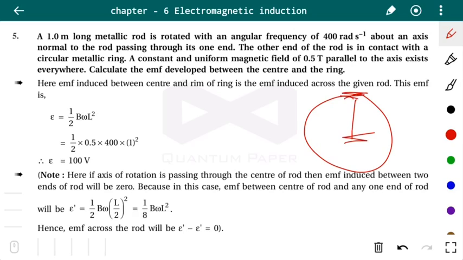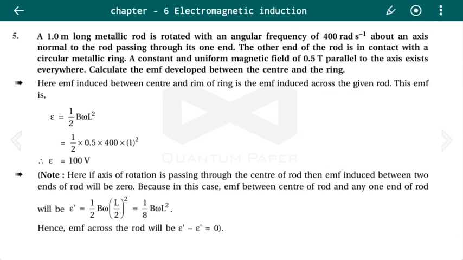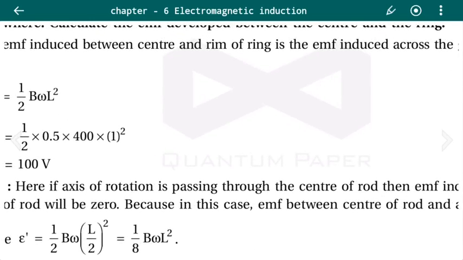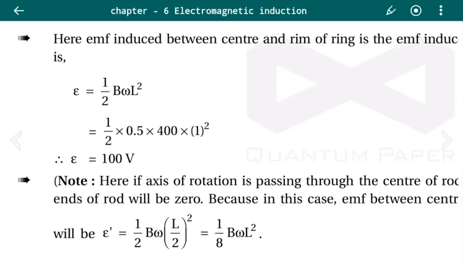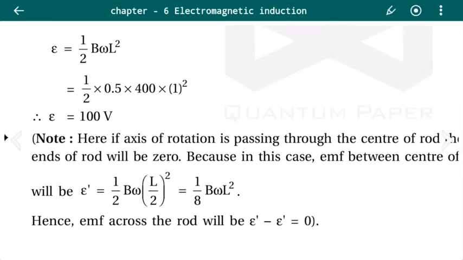So here EMF is equal to half B omega L square, which we had already seen in the previous numerical, how we derived half B omega L square. So substituting the values, we get half, magnetic field is 0.5, angular speed that is 400, and L is nothing but the length of the rod, the distance between the center and the ring, which is 1. When we calculate this, we get the value as 100 volt.